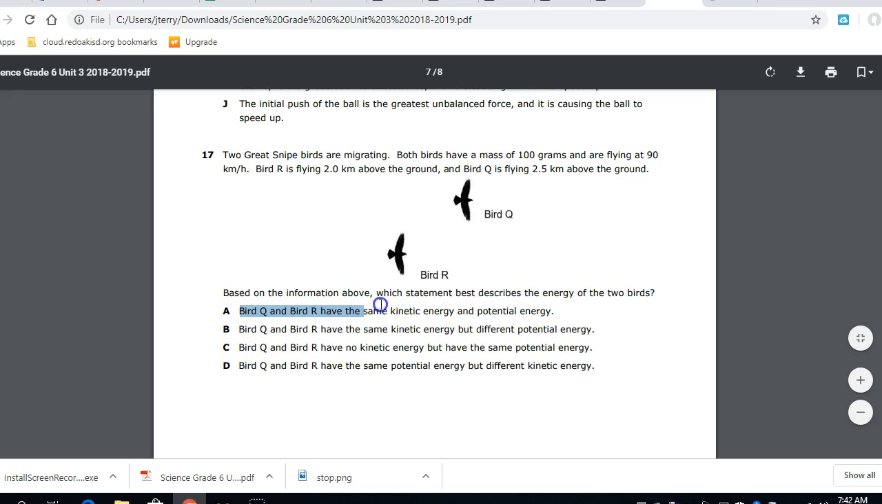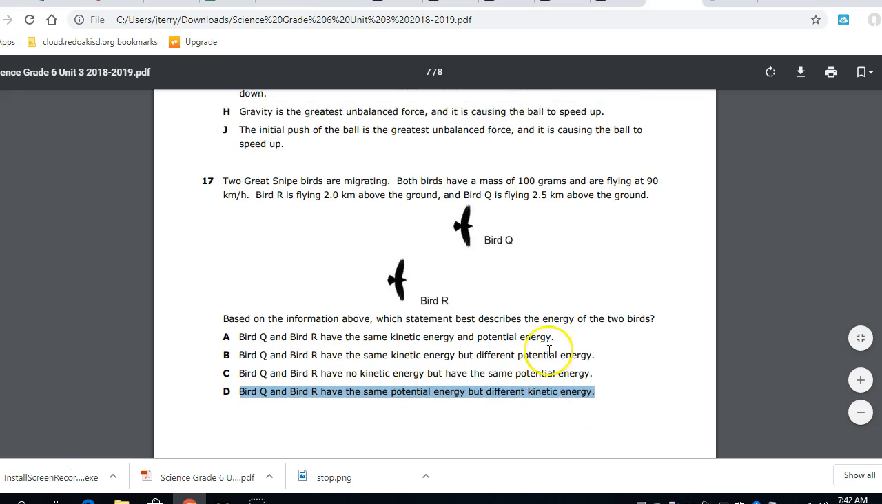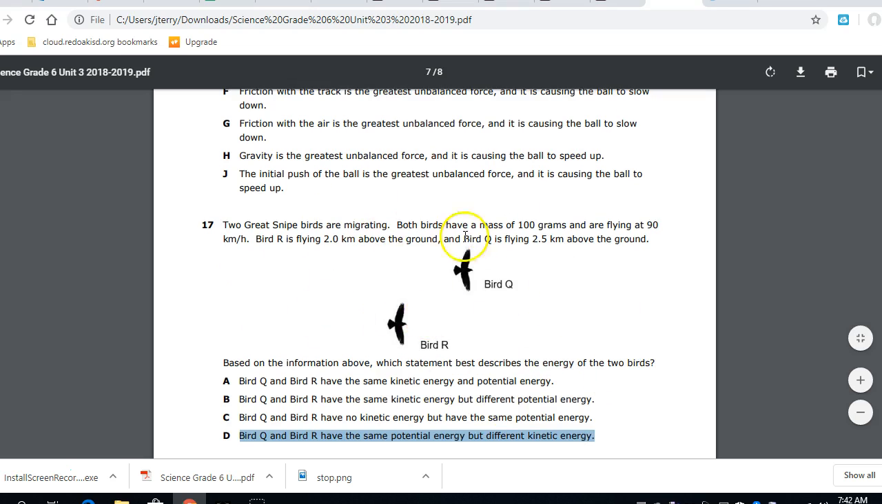A, Bird Q and R have the same kinetic and potential energy. B, Bird Q and R have the same kinetic energy, but different potential energy. C, birds Q and R have no kinetic energy, but have the same potential energy. And D, bird Q and R have the same potential energy, but different kinetic energy. Think about this one. What are you seeing here?